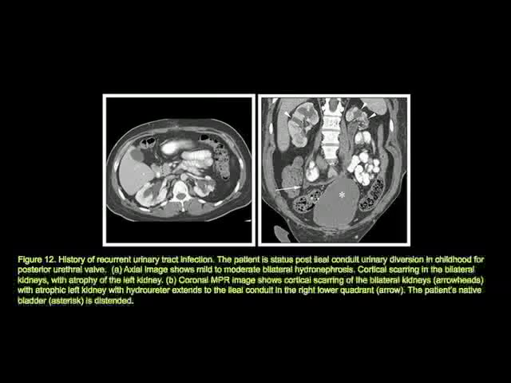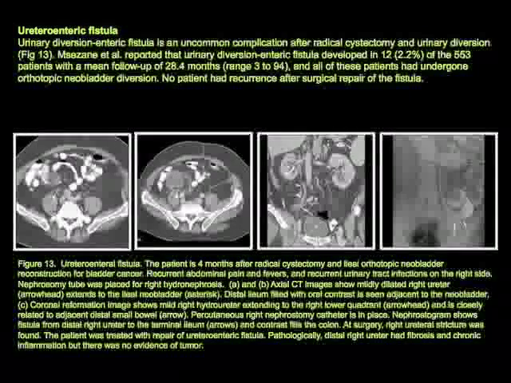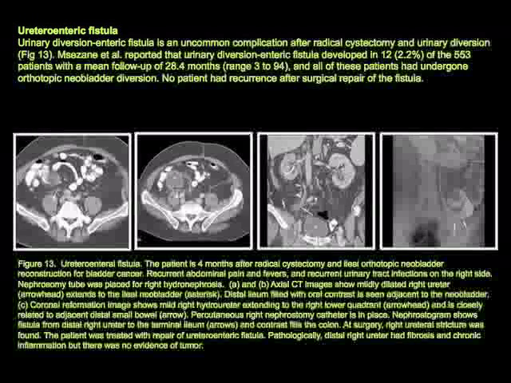You can develop fistulae. Again, fistulae occur with surgery. Here's a case of a ureteroenteric fistula. It's an uncommon complication after radical cystectomy and urinary diversion. It's reported in about 2% of cases in some of the larger series, but it does occur, and this is just a very nice example of showing that.